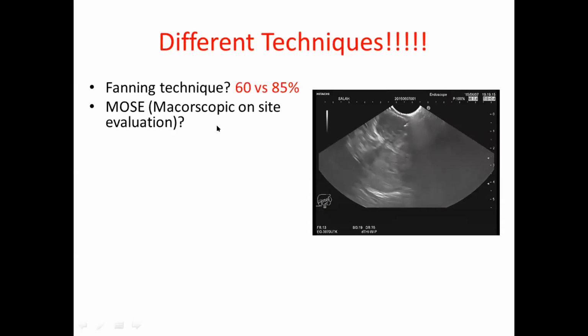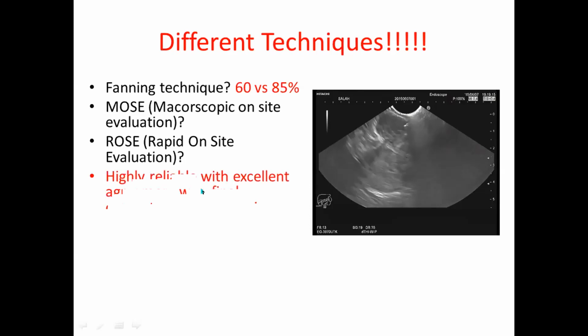So when you find whitish or grayish material, this is very nice and the sample will be enough. What about ROSE, rapid on-site evaluation? Yes, this is very important and highly reliable, with excellent agreement with the final cytopathologic diagnosis. And actually, the best thing you can do is to have a cytopathologist beside you.